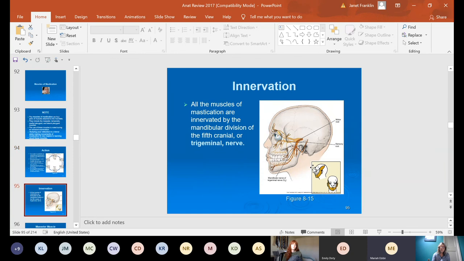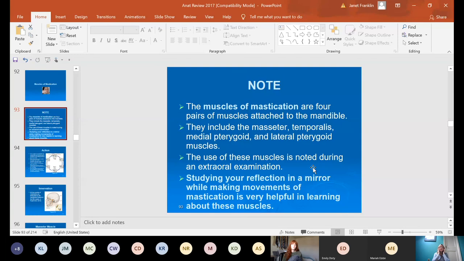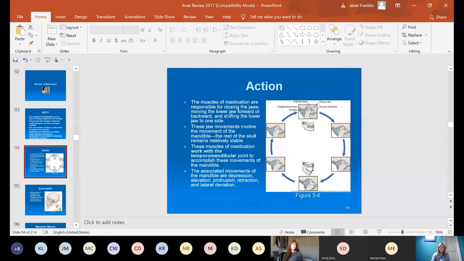Can you repeat what those four are? There's the masseter, which is this big one here. The temporalis, which sits in the temporal fossa. The medial pterygoid and the lateral pterygoid. Those are the ones that are inside, that attach to the plate. The pterygoid. Okay. So if you memorize those four, all the rest are muscles of facial expression.